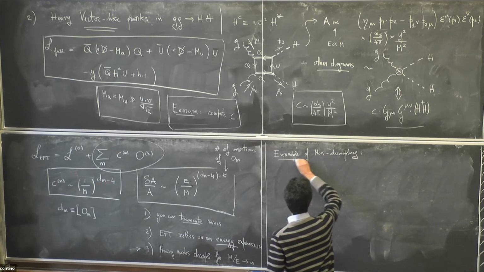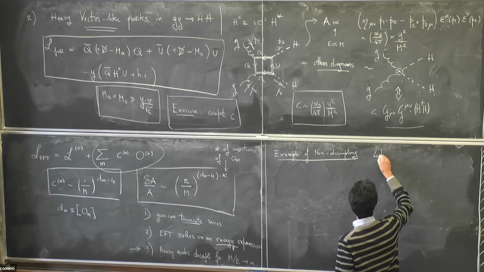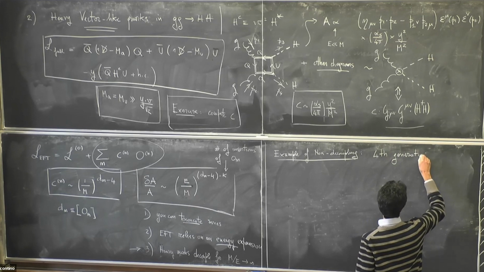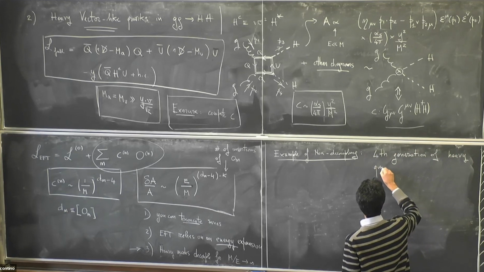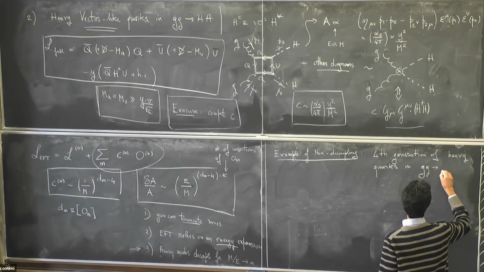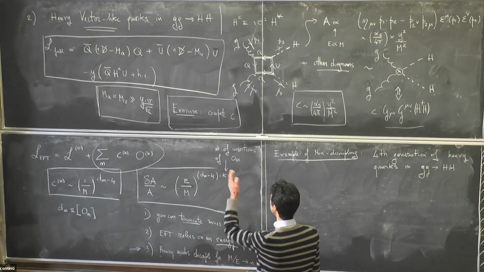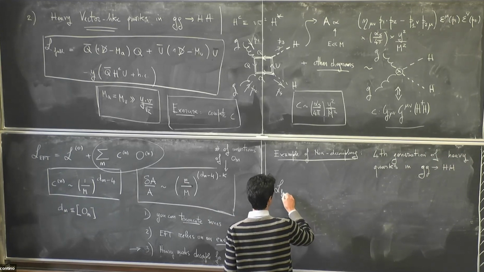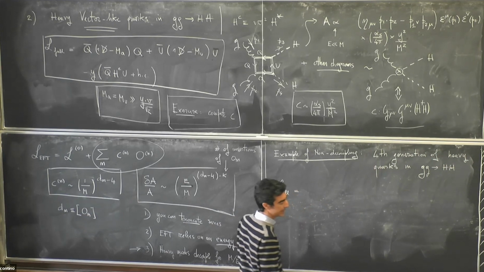An example of decoupling is, again, very well known. For example, a fourth generation of heavy quarks, again in the process gg going to HH. So it's the same process as before, but now instead of considering heavy vector-like quarks, I consider a full theory which contains a fourth generation of quarks. Fourth generation means that it's a Fermi contact, which is the same as in the standard model.